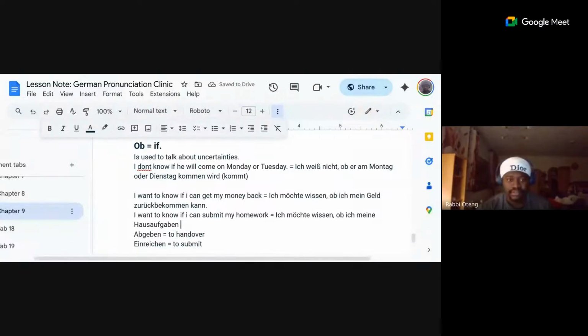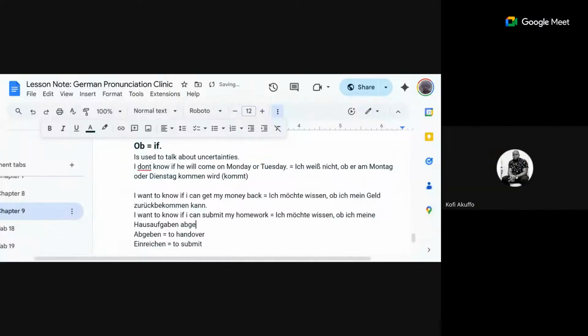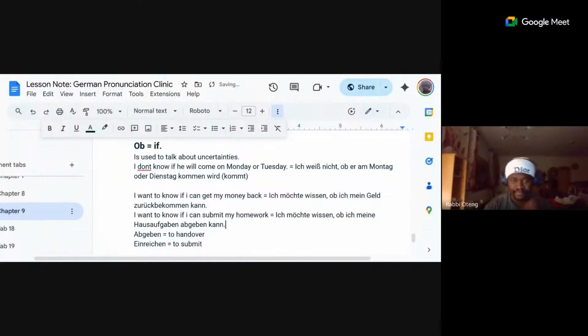Okay, so "Wo ist meine Hausaufgaben?" "Kann abgeben." So "ob" is always associated with wissen. You want information, you're not sure, or uncertain about something, then you use "ob." Klar?